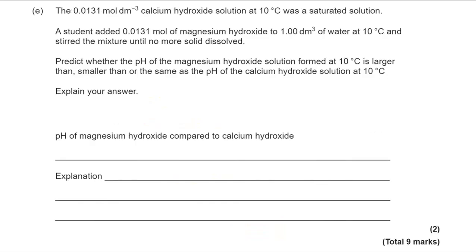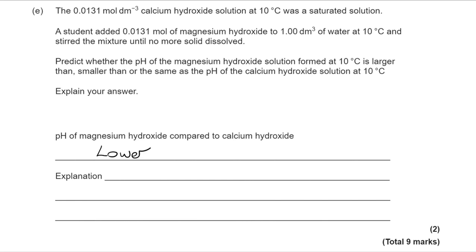Finally, part E. We've got the calcium hydroxide saturated solution added to a decimeter cubed of water and stirred the mixture until no more solid dissolved. Predict whether the pH of the magnesium hydroxide formed at 10 degrees C is larger than, smaller than, or the same as the pH of calcium hydroxide solution at 10 degrees C, and explain your answer. This is actually taking you to the group 2 topic from year 12. This is talking about the solubility of hydroxides.